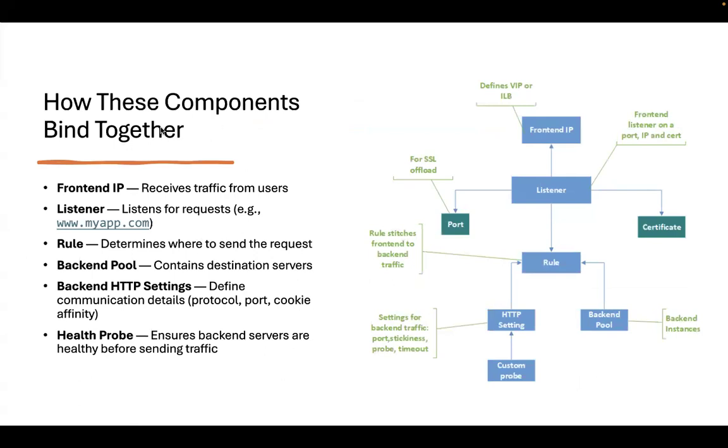How these components bind together. Front-end IP will receive traffic from the user and listens for requests. The listener listens to the requests coming from the front-end IP, and it makes sure that the port and certificate bindings are done, and the listener will have the rules. The rules determine where to send that request.